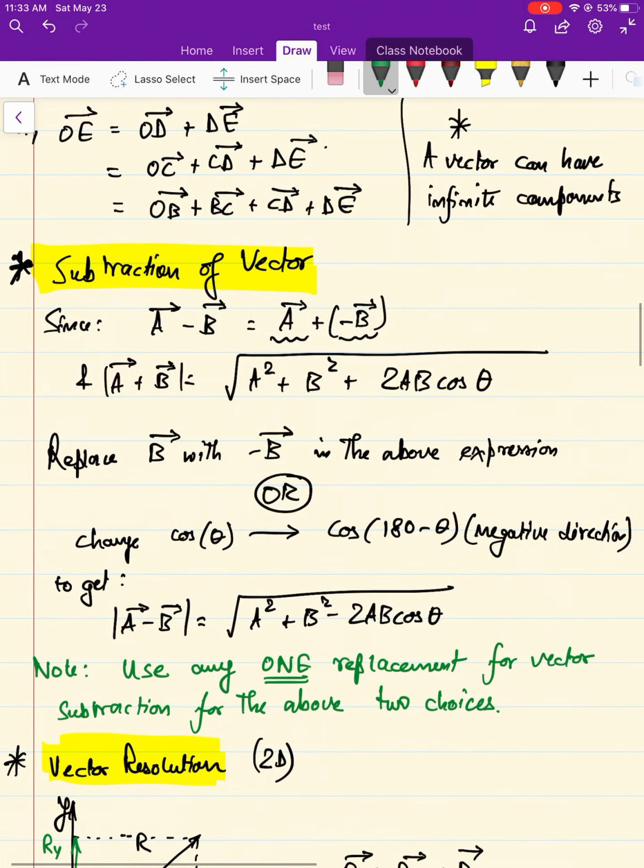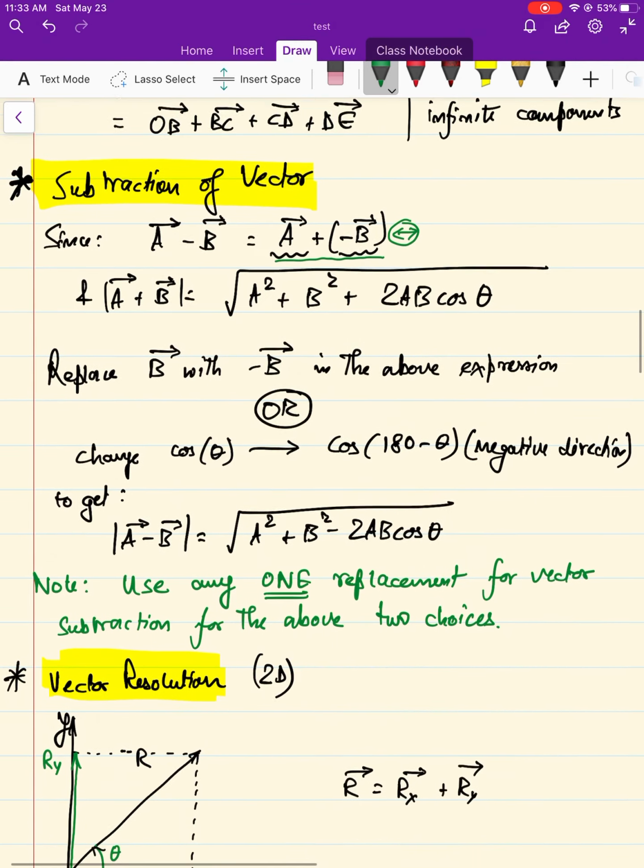Now we come to another important point, which is essentially the same as adding a vector, but in a different way. It is also known as subtraction. How it is relevant is that it is simply the addition of the negative quantity, as you see over here. So A plus minus B is simply the addition of the negative B vector. Hence, calculating the magnitude won't be difficult.